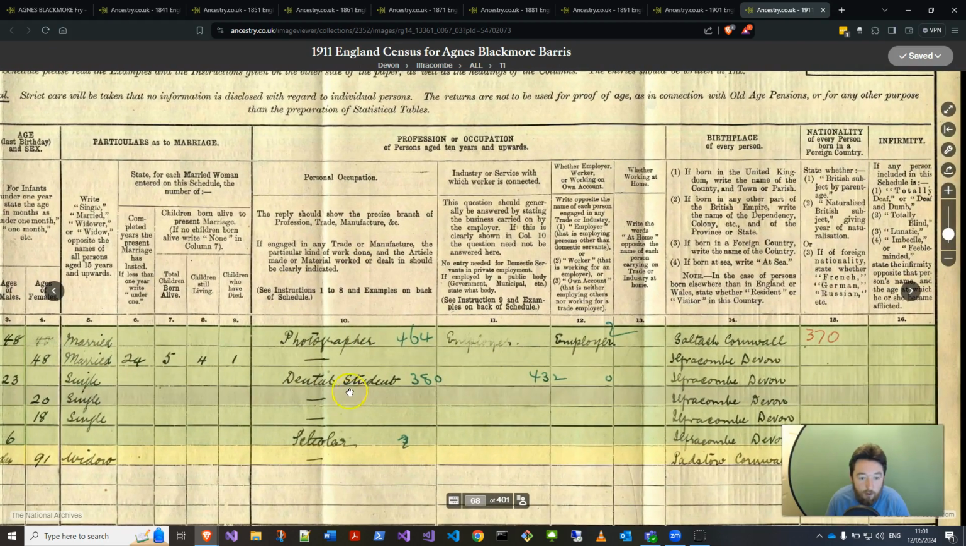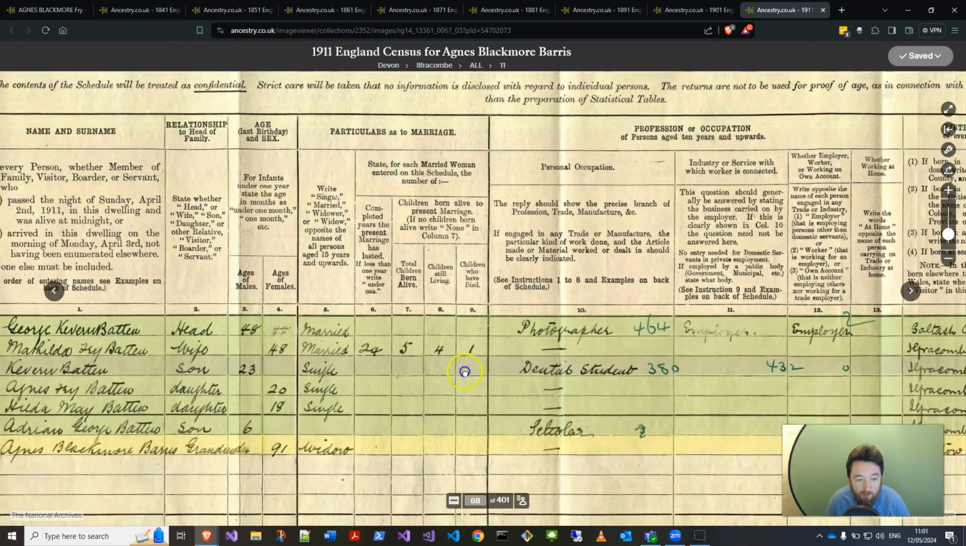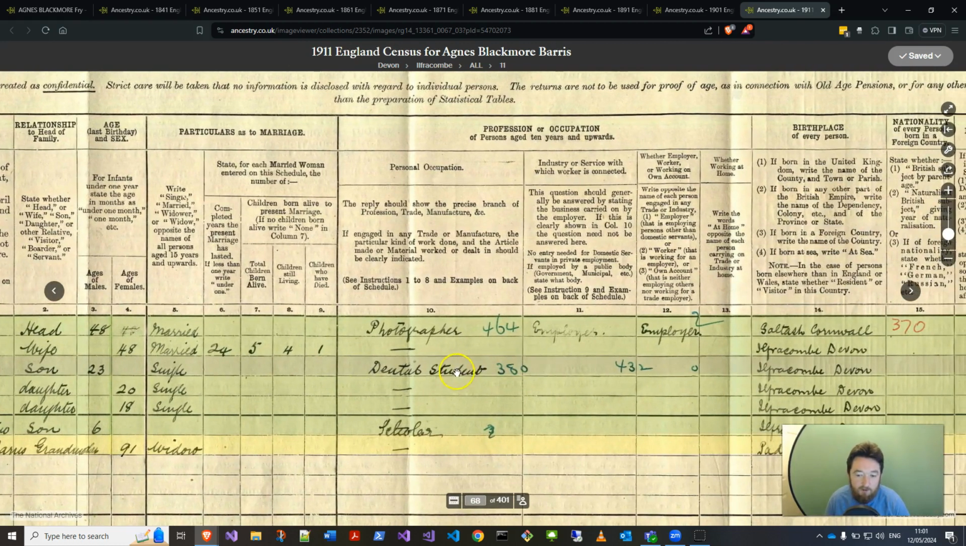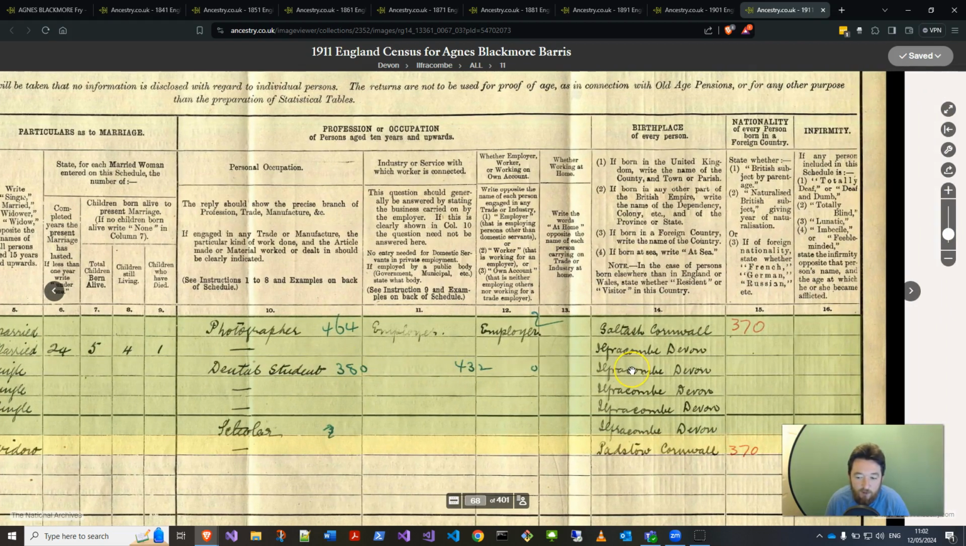Okay, got occupation. Interestingly here, I've got a dental student. Kevin Batten, the son, not a direct ancestor of mine, but let's say some kind of great granduncle. And obviously that shows there's some money in the family. I think that's been evident throughout all of these, but yeah, dental student. Doesn't say where. I wouldn't expect Ilfracombe to have had a dentist school, but maybe I'm wrong.